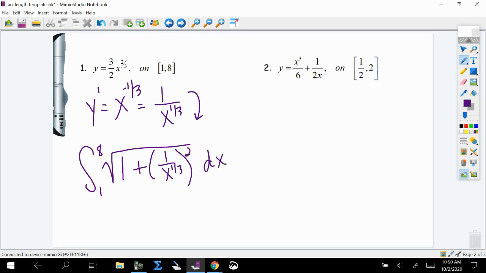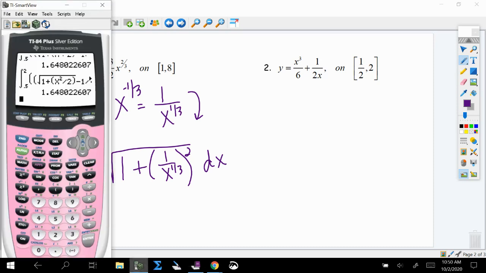And again, that might be all they want you to do on the AP test, is just show the setup. A lot of times these are multiple choice type questions. If you actually have to find the answer, you're going to go to Math 9. Your boundaries are 1 and 8. You're going to take the square root of 1 plus 1 divided by, I'm just going to call it x to the 2/3 because that's what I get when I square x to the 1/3.